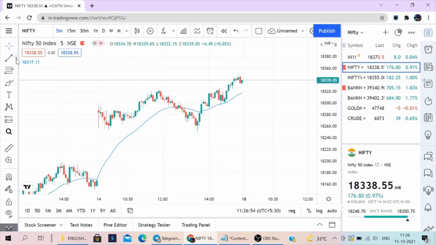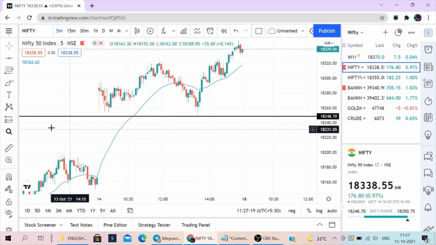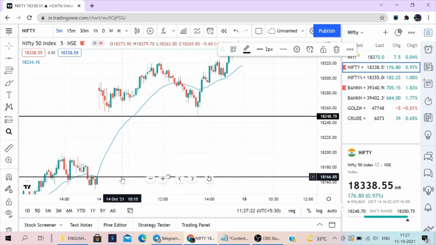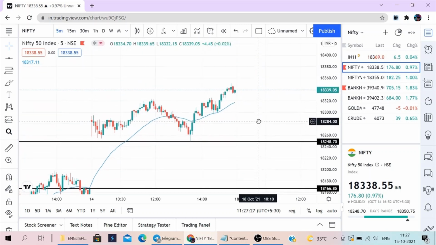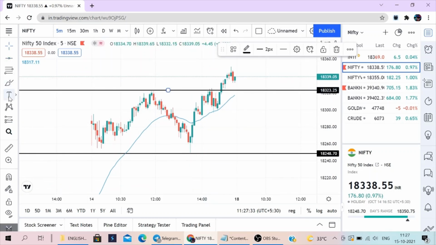For example, let me show an example from yesterday's Nifty 5 minutes chart. In the common group, I posted yesterday that Nifty will be short only if it closed below 18,250. Once it closed below 18,250, we expected it could go up to 18,150 in Nifty yesterday. But what happened in the live market, I will show you.